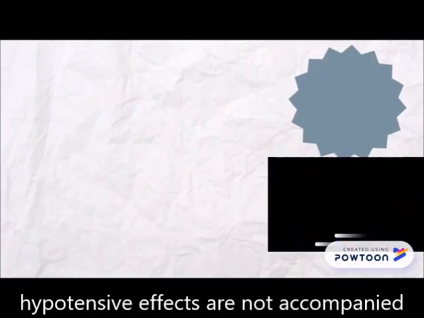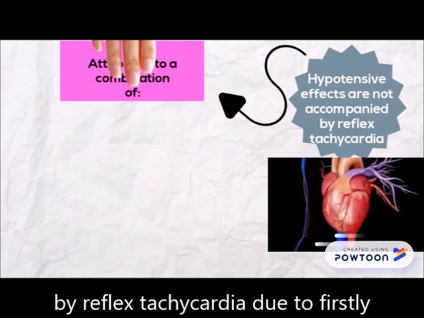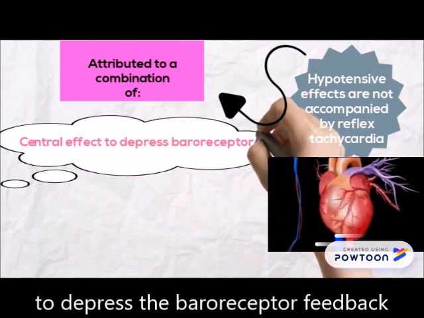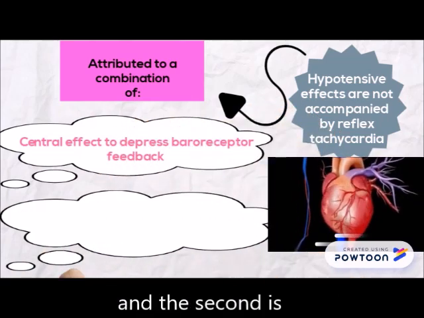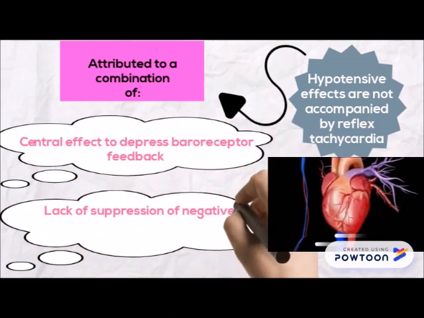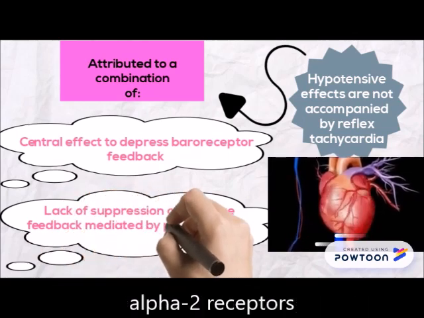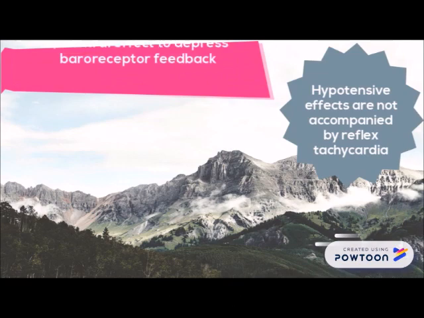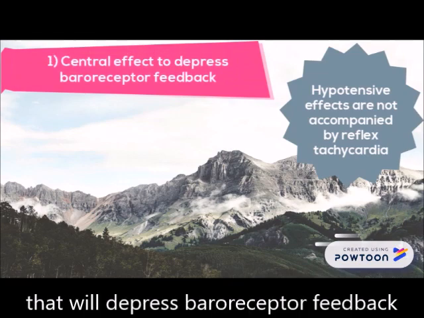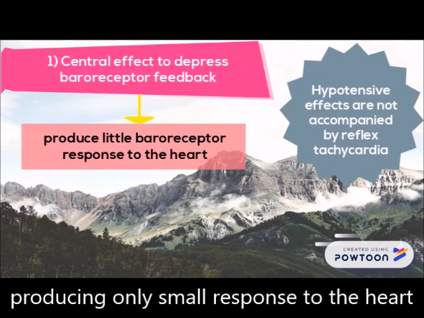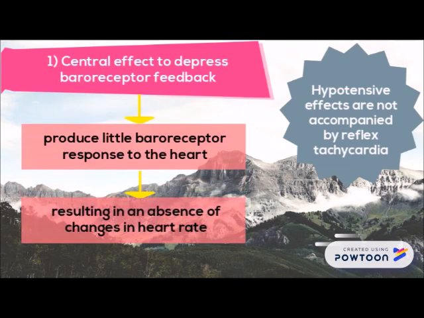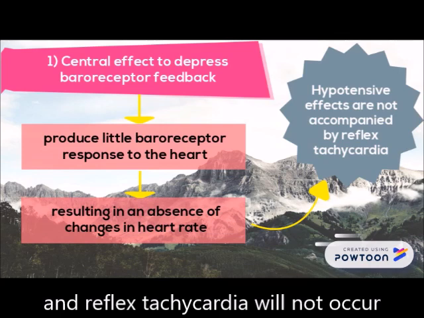As for the second part, hypotensive effects are not accompanied by reflex tachycardia due to, firstly, the central effect of prazosin to depress the baroreceptor feedback, and the second one is due to the lack of suppression of negative feedback mediated by the presynaptic alpha-2 receptors. Prazosin produces central effect that will depress the baroreceptor feedback, producing only small response to the heart. There will be no change in heart rate and reflex tachycardia will not occur.